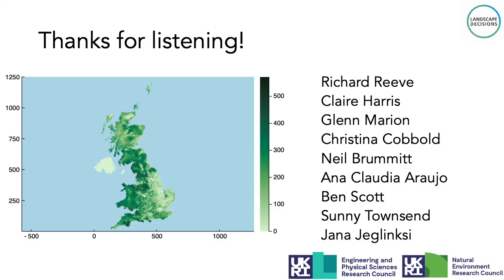So there's a lot of work going on in this project, and a lot of people involved. Sonny Townsend and Jana Jaglinski at Scottish Natural Heritage, Ben Scott writing the automated trait extraction software, Anna Claudia Araujo is the botanist doing the validation work, Neil's leading the work at the Natural History Museum, Christina and I in Glasgow, and Claire and Glenn Marion in Biomathematics and Statistics Scotland.